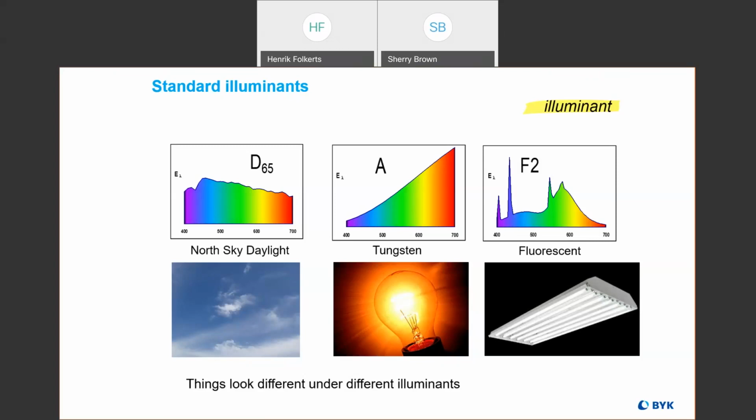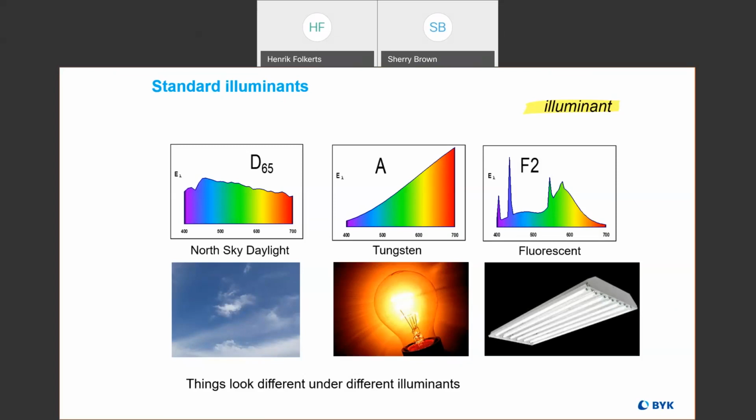And then we have F2 to the right, which is an example of a fluorescent illuminant. Fluorescent illuminants tend to be characterized by big spikes in their spectral power distribution, which of course you can see here in this curve at the top right.